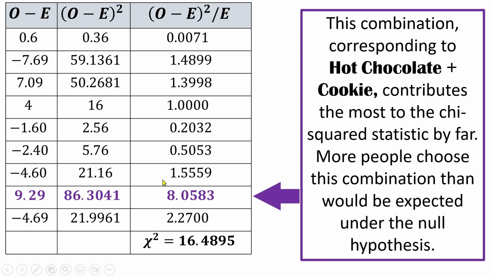This combination corresponds to hot chocolate plus cookie. This combination contributes the most to the chi-squared statistic, by far the most. The biggest one besides this one is 2.27. The rest are smaller than that. This is making a really big difference to the chi-squared statistic. It accounts for about half of that chi-squared value. And so what this suggests is that more people choose this combination than we would expect under the null hypothesis.